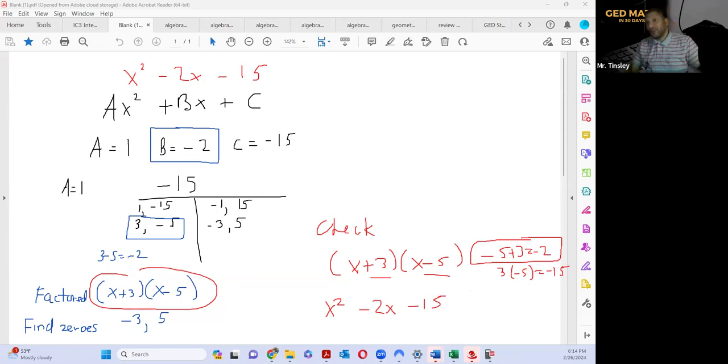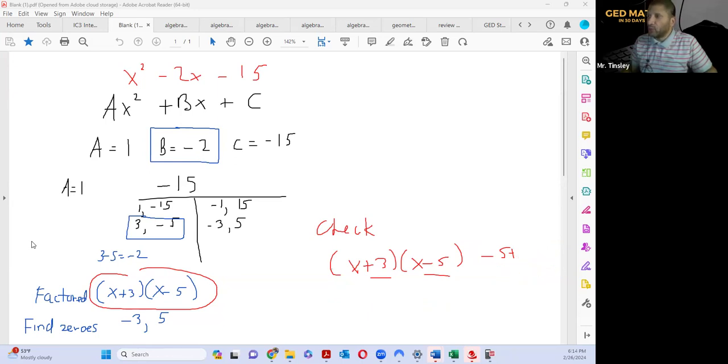Hold on, Mr. Tinsley. Well, you gave us the shortcut, but you never showed us that before. You're right. So let me rewind, and let's do it by hand. I'm giving you the shortcut. So when you see the coefficients of 1, you have a quick way to be able to do it.